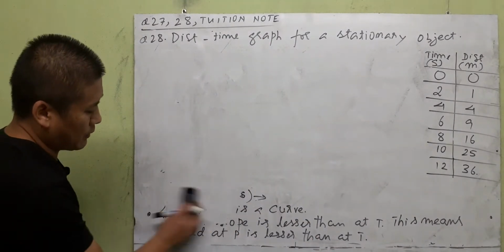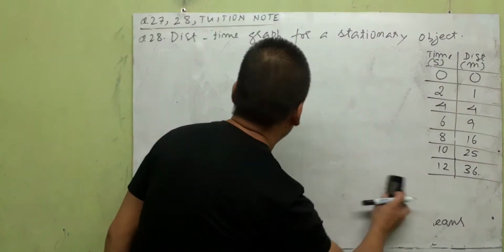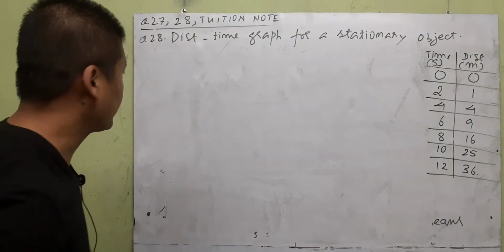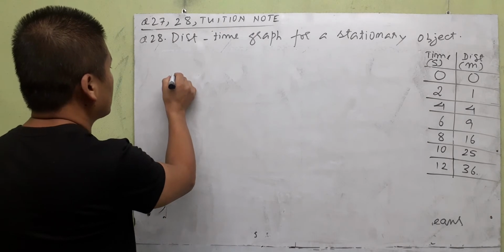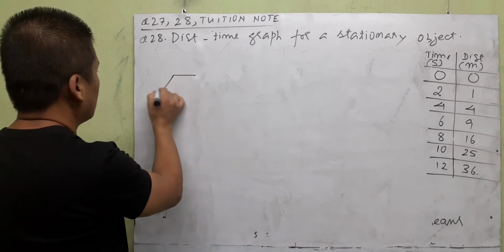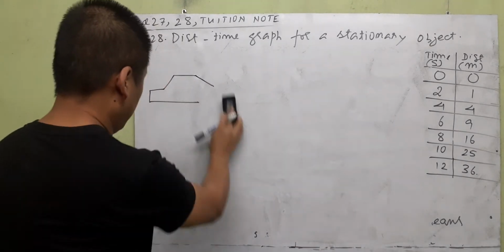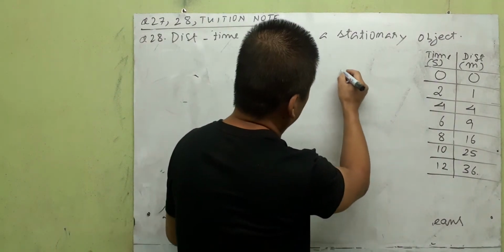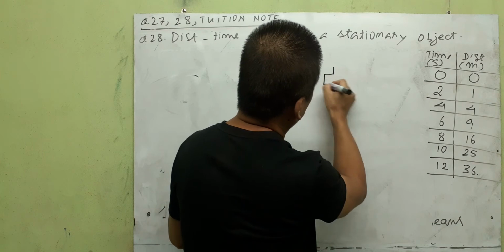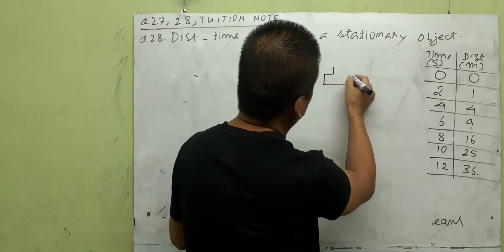Then what type of a graph will we get? So let us just do that. Draw this one, and then let us say we have a stationary car. This is, let us say, representing a stationary car. Maybe you can draw it here. Okay, stationary car.